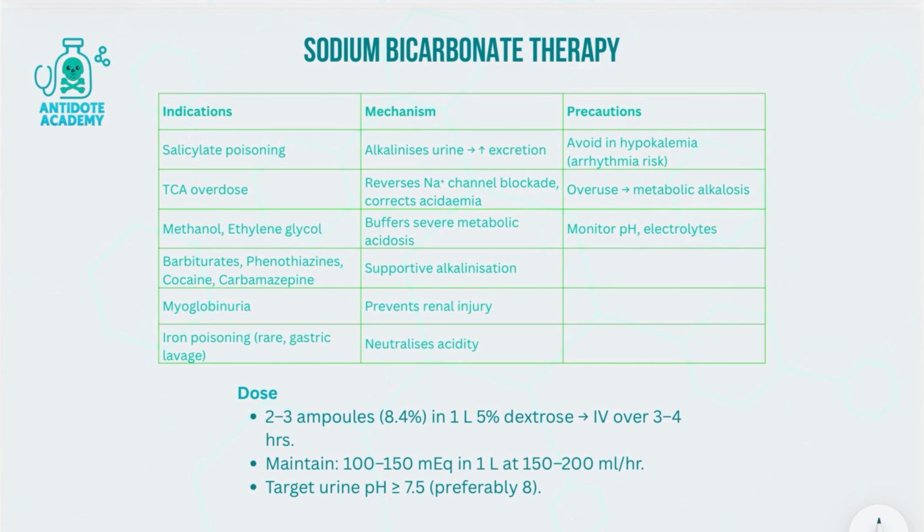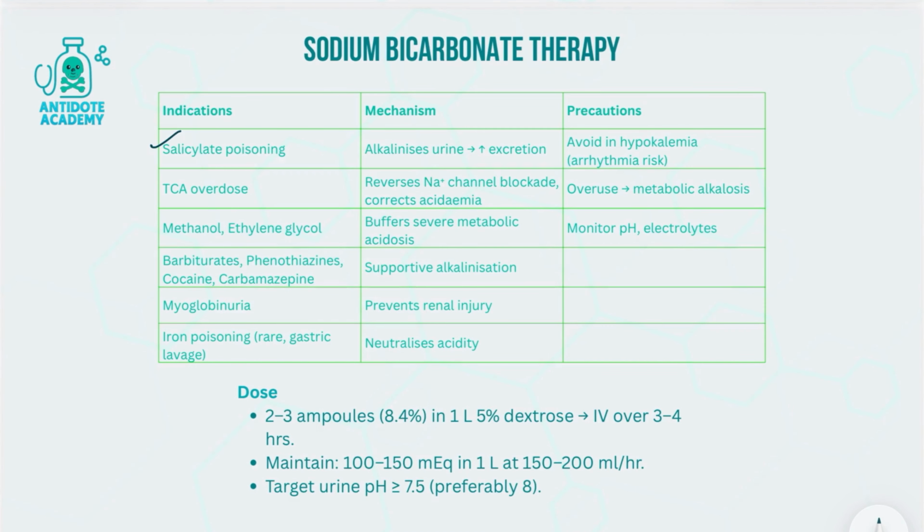And when do we use that? Salicylate poisoning: it alkalizes urine and increases excretion. In TCA overdose, it reverses sodium channel blockage and corrects acidosis. In methanol or ethylene glycol, it buffers severe metabolic acidosis. In barbiturates or other poisoning, general supportive alkalizing is seen. In myoglobinuria, it prevents renal injury. In iron poisoning, it neutralizes acidity.